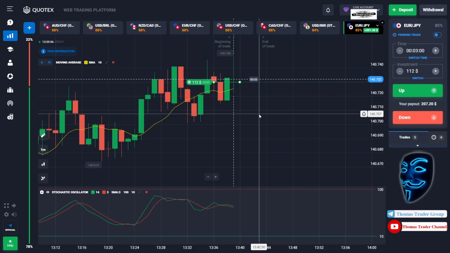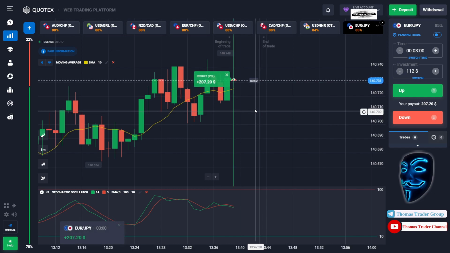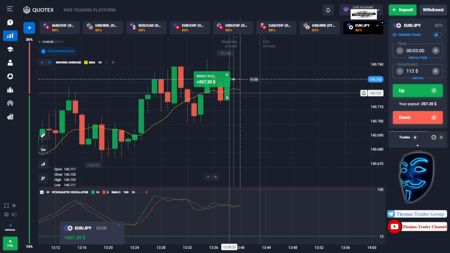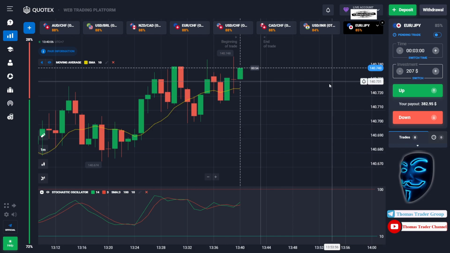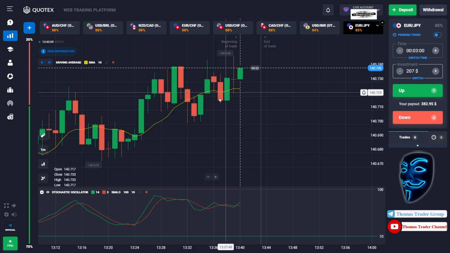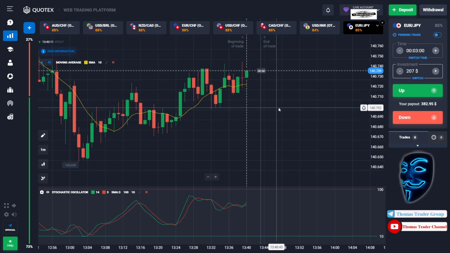One second left and we made a right decision over here. We made a profit of $207. Let's change our investment into $207. Like what I've said before, when it touches the moving average line, it will make a rebound. Let's find the other market.